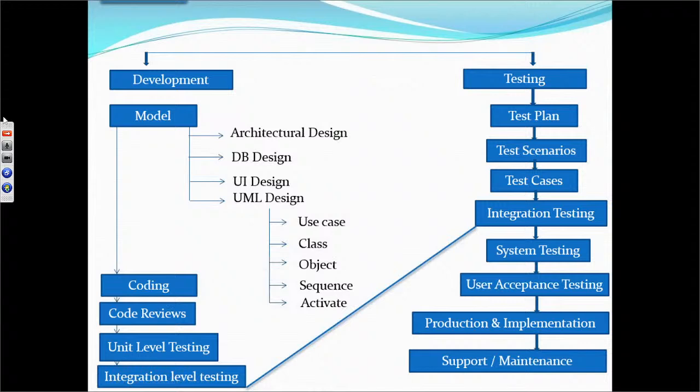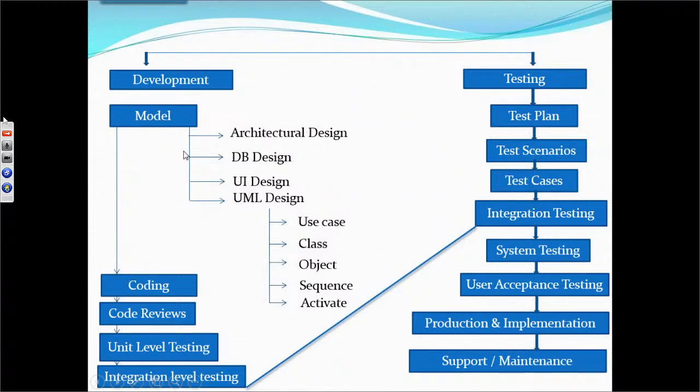Code review means you have written your code, and your senior person reviews your code. Once the code review is done, what is next? Unit level testing. I told you, right? For developers, they need to do white box testing. Yesterday only we discussed. So whenever the coding is completed and code review has happened, the developer needs to do unit level testing. Once it is done, then integration level testing will be done. Here the developer part is completed.